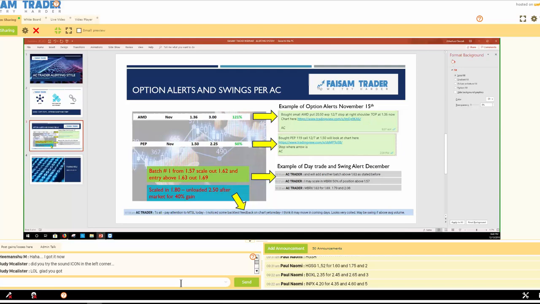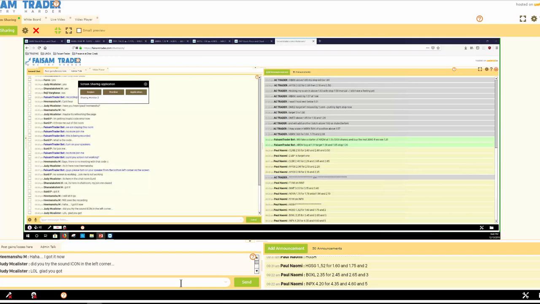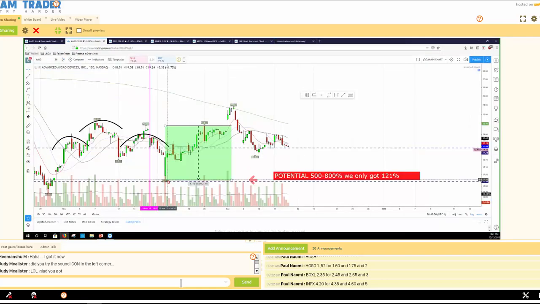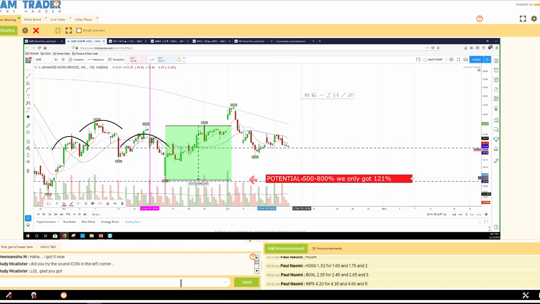The stock actually went down to $17. This is November 16th, so this is where we alerted, and the stock actually went down to $17. Honestly, I got shaken out a little bit, so we sold it for pretty much break even, and the order skipped my 1-1 contract. Actually, we unloaded, I and some members too, because I got some emails. They unloaded, but potential was for 500 to 800%, but we only got 121.